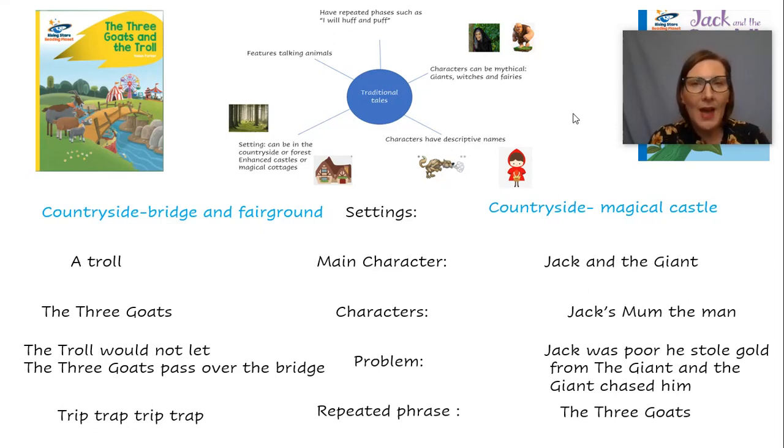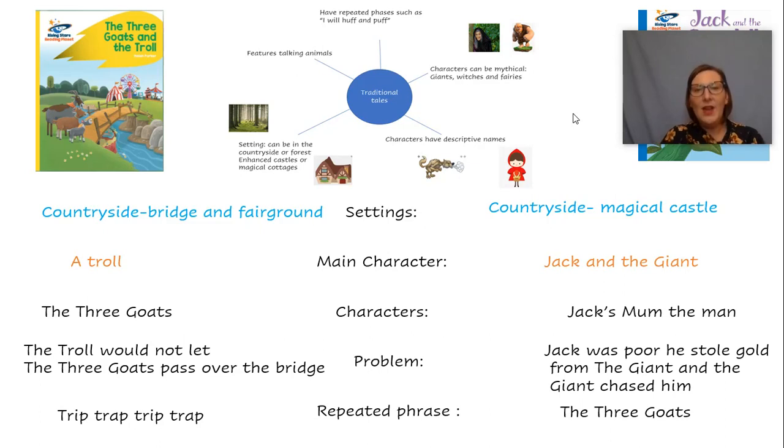Now when we look at the main characters, in the Three Goats the main character was a troll, and in Jack and the Beanstalk, Jack and the Giant were the main characters. Are they the same or are they different? They are different, aren't they? A troll is very different to a giant.